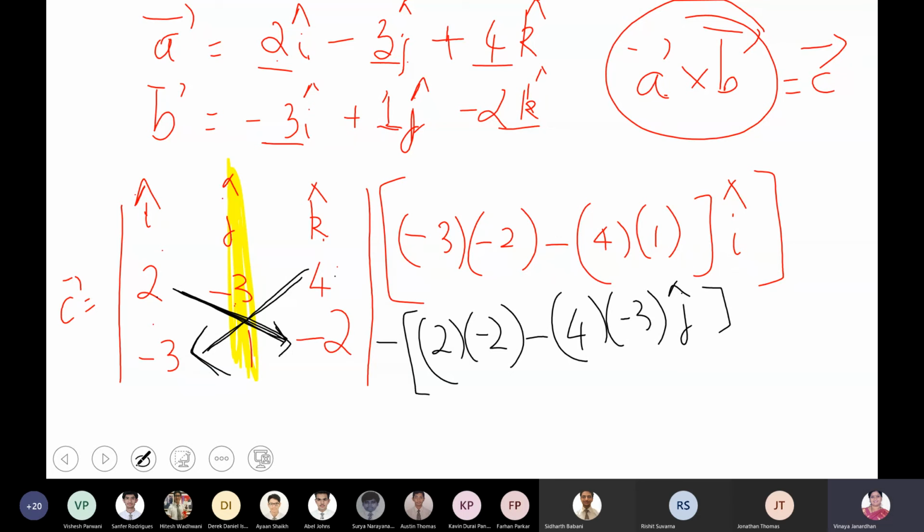Is this clear for all of you? Why is there a minus after I cap? It's always for J cap, we should have a minus sign. For K cap it will be positive. Okay. Next, for K cap it's fine.